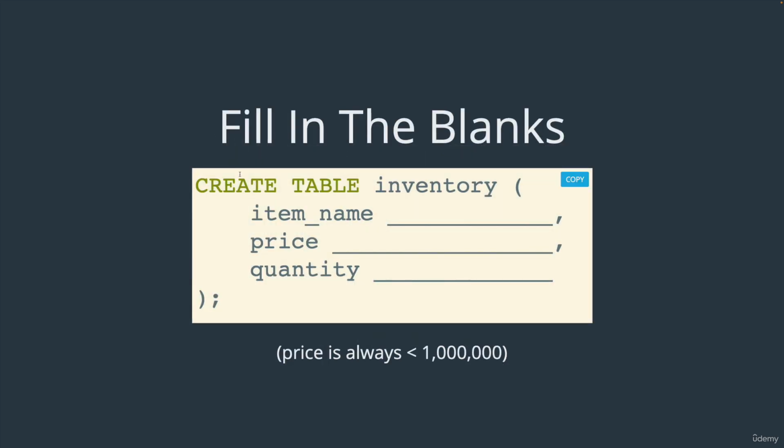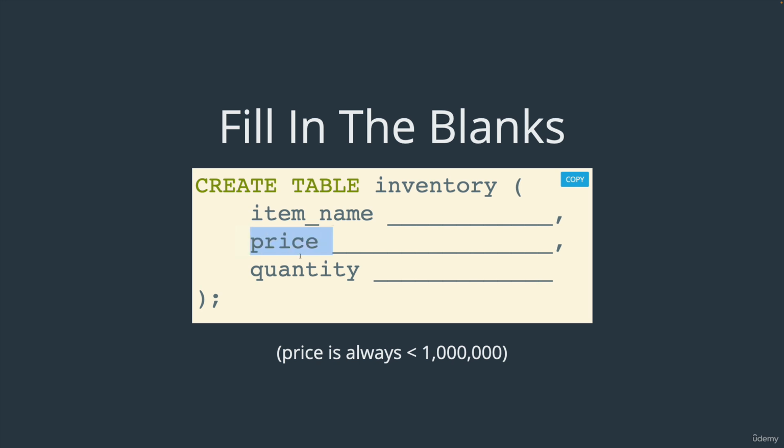So fill in the blank here. We're going to make a table called inventory. Item name will be a piece of text. I would make that a varchar because there's no guarantee that our items are going to have the same length names. So it would be better to make it variable.